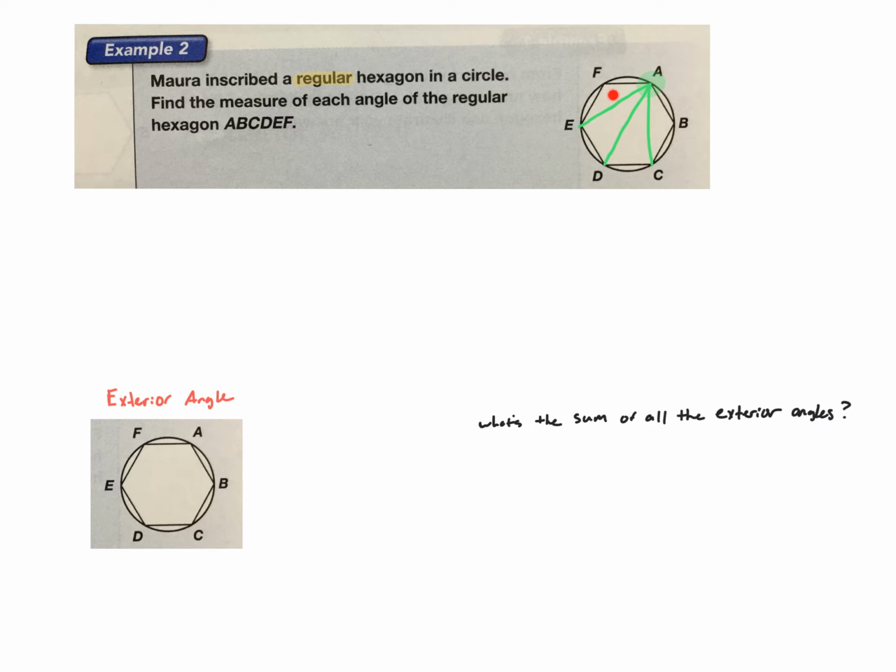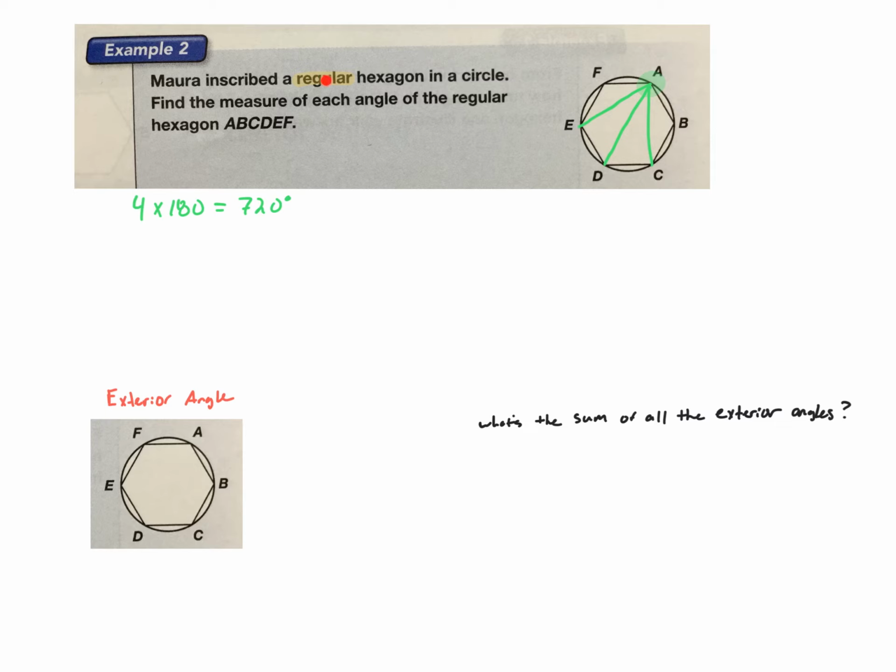Now, if we look at it, we have 1, 2, 3, 4 triangles. So the sum of all the interior angles together is going to be 4 times 180, or 720 degrees. So that's the sum of all of them together. But they didn't ask us to find the sum of all of them together. They said find the measure of each angle of the regular hexagon.